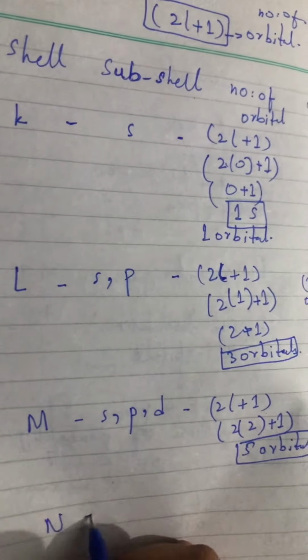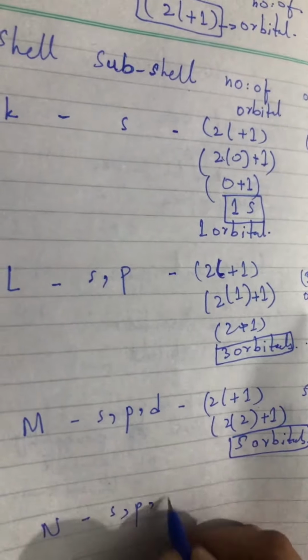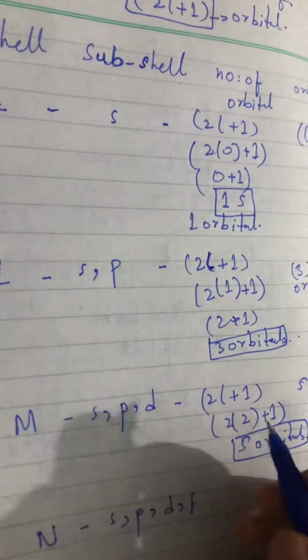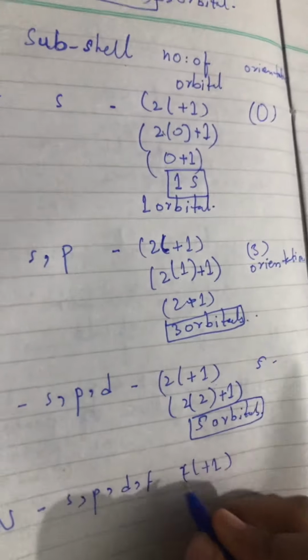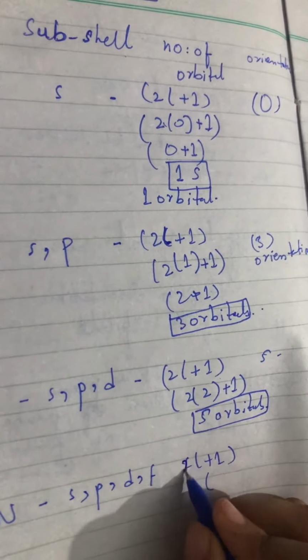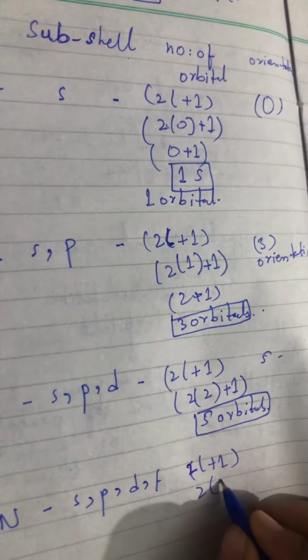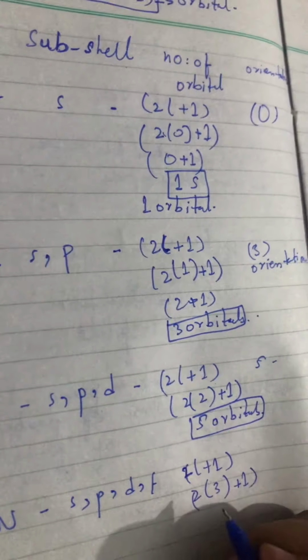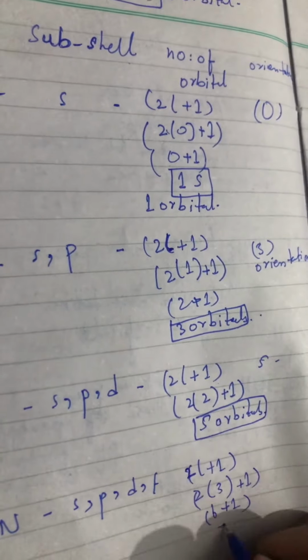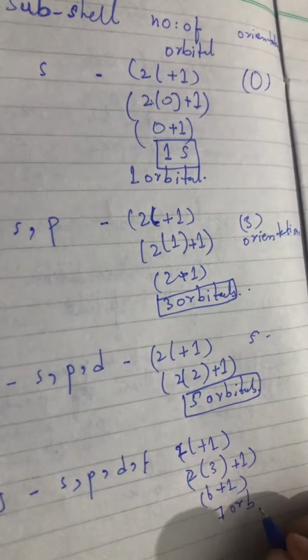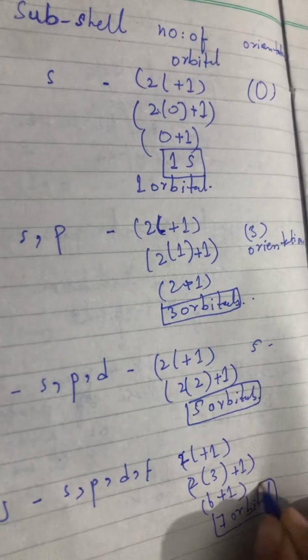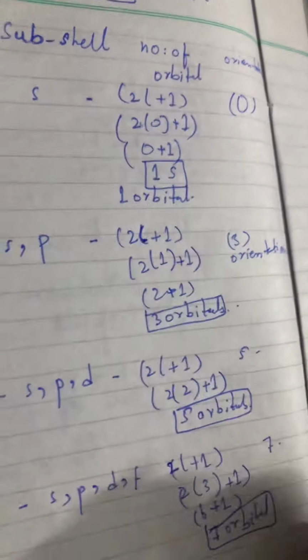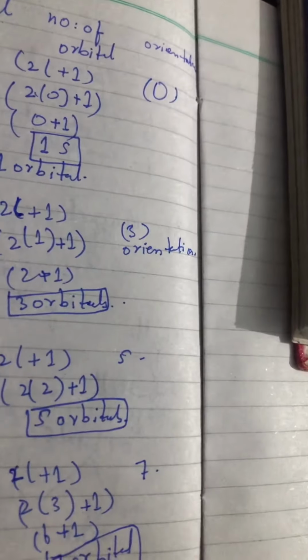Now N has 4 subshells, S, P, D, F. We have found S, P and D. Now F. 2L plus 1. The azimuthal number of F is 3, so 2 times 3 is 6, 6 plus 1 will be 7. So 7 orbitals in the F subshell. 7 orbitals, so there will be 7 orientations. We have found the number of orbitals and orientations.